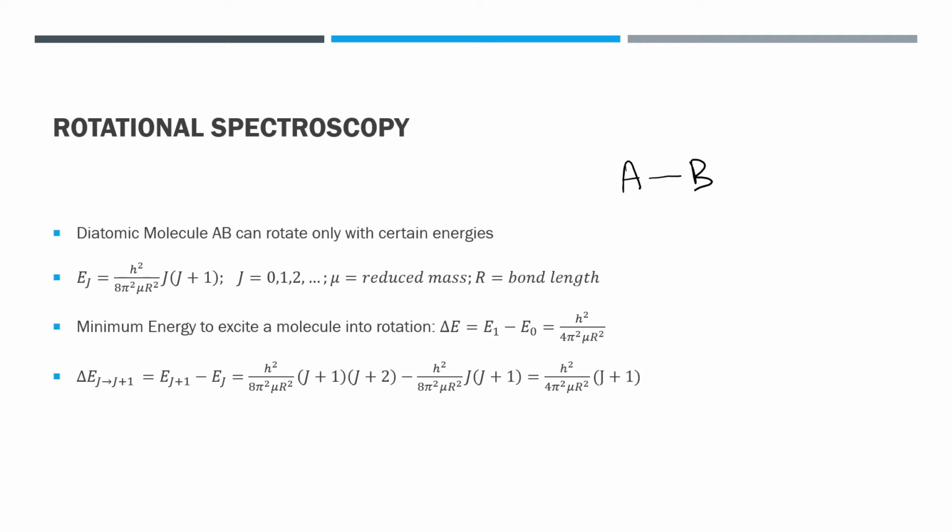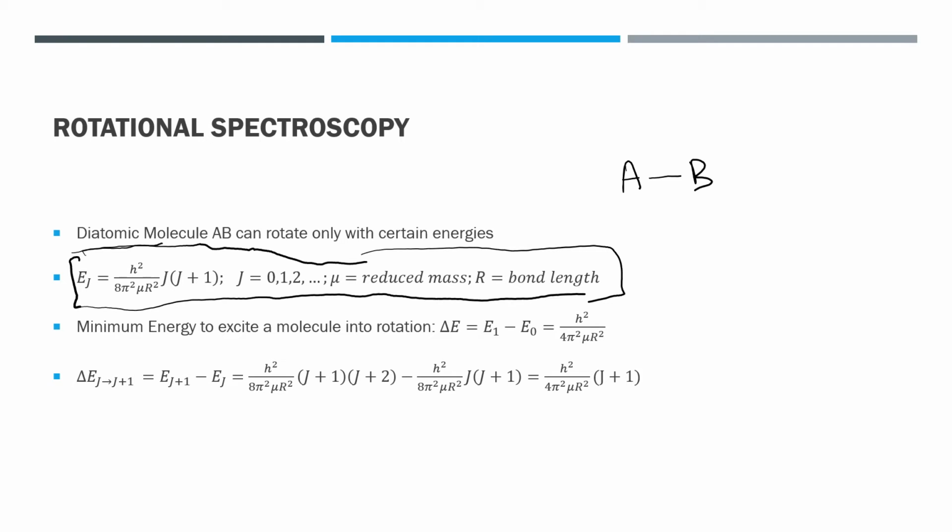We have E sub j is equal to h squared, Planck's constant squared, over 8 pi squared mu r squared, times j times j plus 1. This is a really complicated expression, and it's definitely not in your best interest to memorize this. What we're going to do is see how we can interpret this equation and use this equation to solve cool problems. So this is our equation here, and mu is our reduced mass, and r is our bond length.